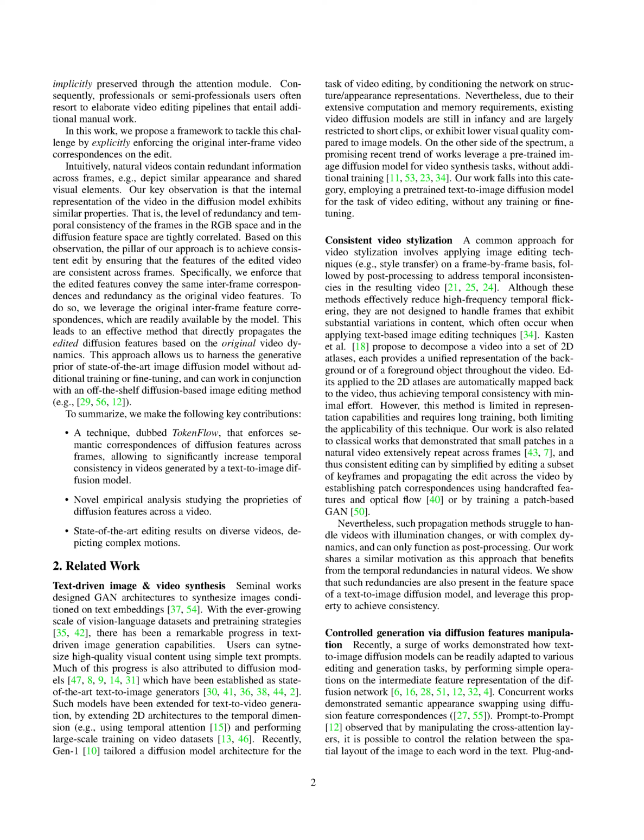Our work is also related to traditional work that showed that small patches in a natural video repeat extensively across frames. This means that consistent editing can be simplified by editing a subset of keyframes and spreading the edit across the video by establishing patch correspondences using handcrafted features in optical flow, or by training a patch-based GAN. However, such propagation methods struggle with videos that have changing lighting conditions, or complex dynamics, and can only function as post-processing. Our work shares a similar motivation with this approach, taking advantage of the temporal redundancies in natural videos.